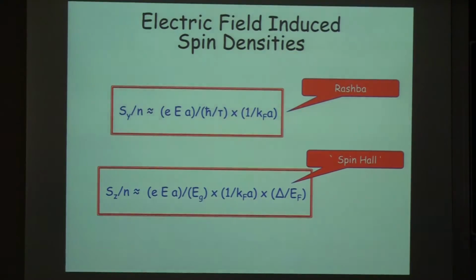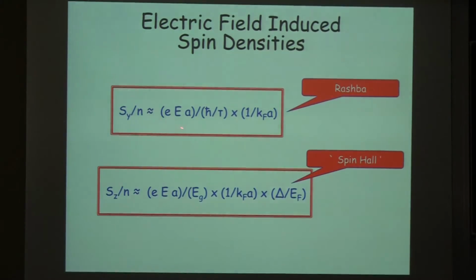Okay, so I'm not going to go through the details, but if you just plug all of those ingredients in, these are the results that you get, not for the real geometry of the experiment, but for an electric field in the x direction, where you have an in-plane Rashba-like current-induced spin density and an out-of-plane spin density, which would produce a torque in the same direction as people would normally call a spin Hall effect.